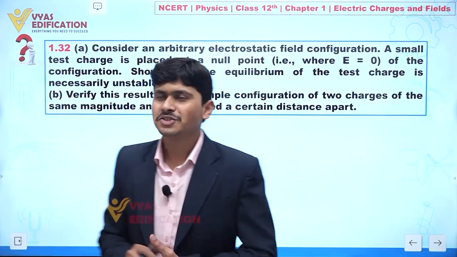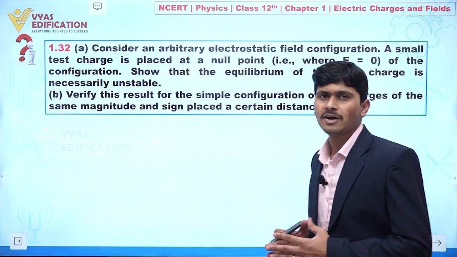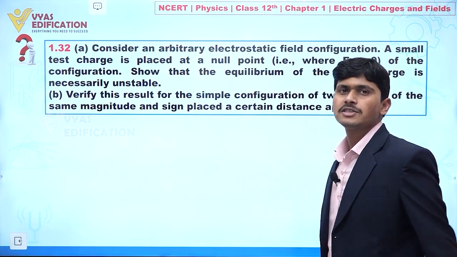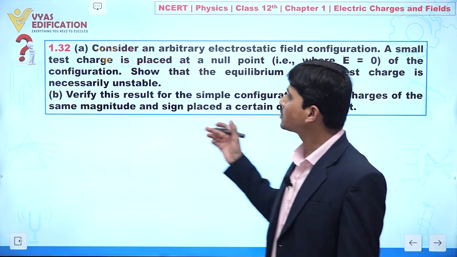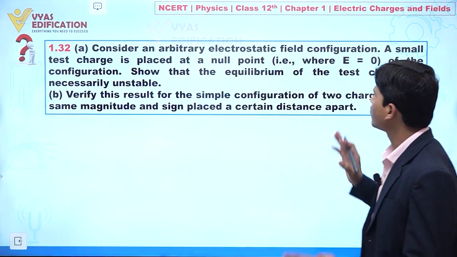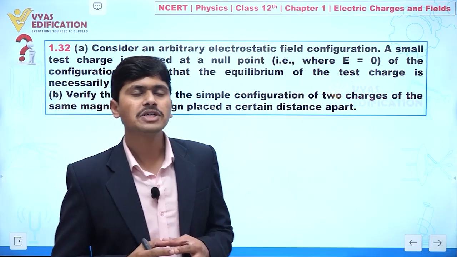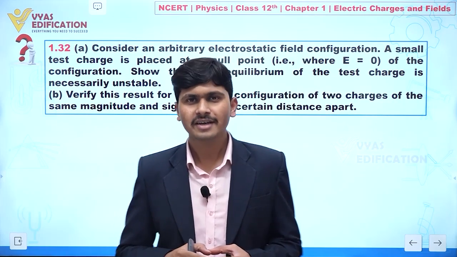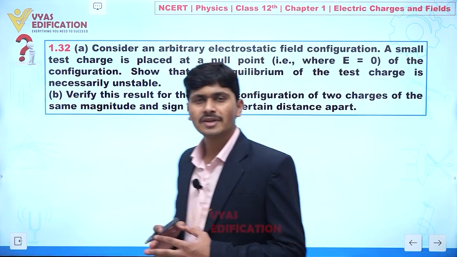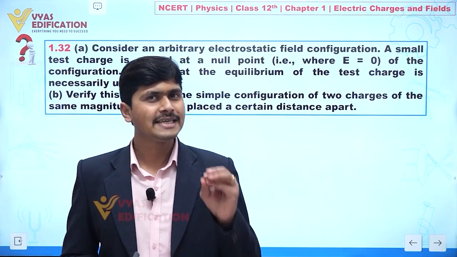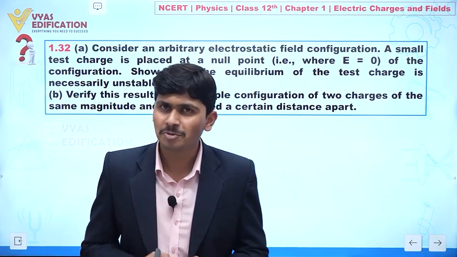Clear to everyone? Now dear student, we are going to discuss question number 1.32, and here again we have two parts. The first part is: consider an arbitrary electrostatic field configuration and a small test charge placed at a null point. Dear student, do you know what a null point is? A null point is a point at which we find net electric field 0. Clear? So that the equilibrium of the test charge is necessarily unstable. It means if we place any test charge, it is in a position of unstable equilibrium. Clear?